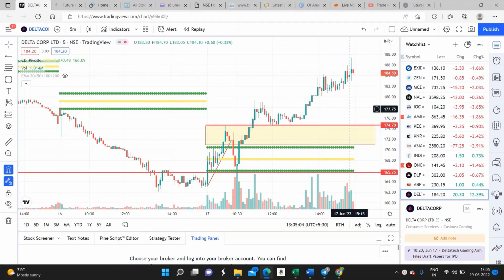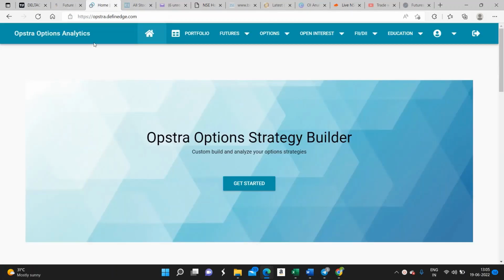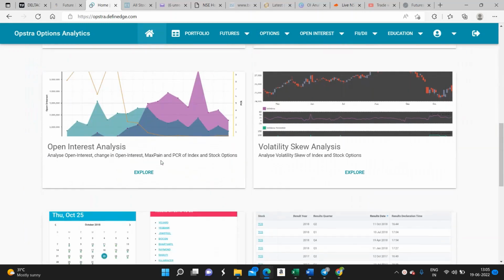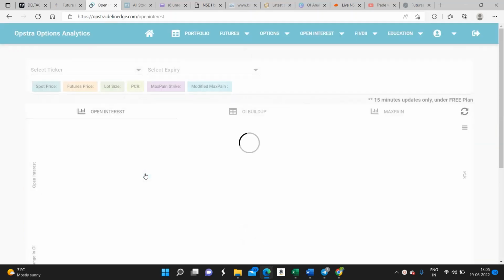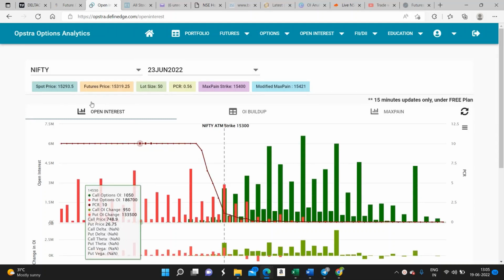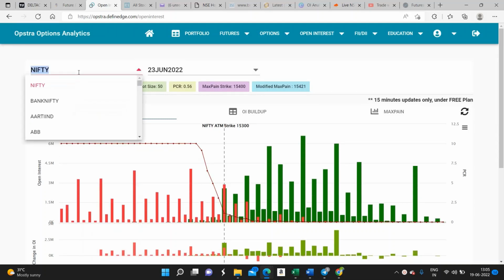One more website I will be sharing with you. This also helps you for swing trades. That is Opstra. Hope you guys have come across this Opstra. So we will be going here, open interest analysis. We'll explore. Here we'll select our stock, that is Delta Corp.